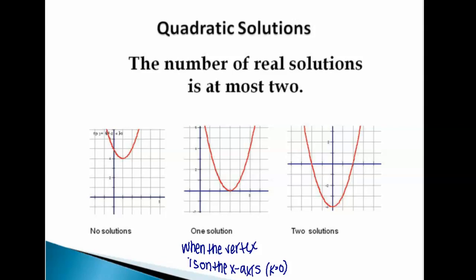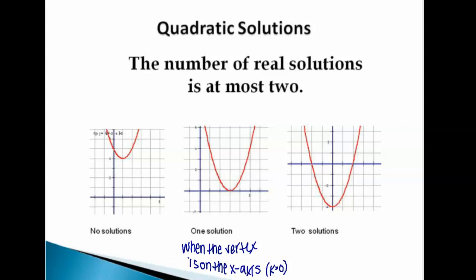There are 3 cases that can occur when solving a quadratic. A quadratic function may not have solutions. It might be shifted upwards and never cross the x-axis. A quadratic might only have one solution. So the parent function only has one solution.